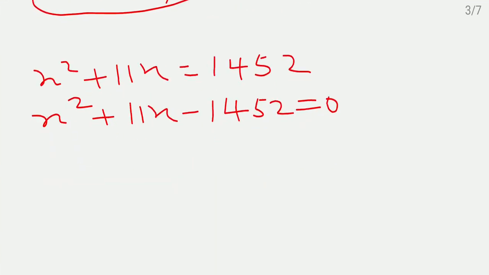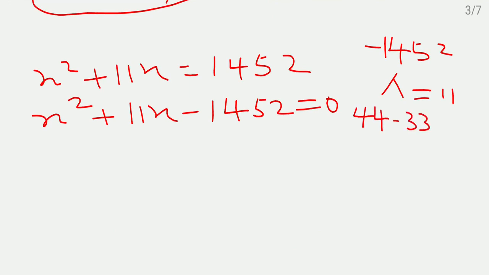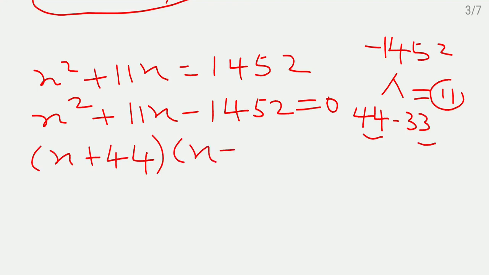Now the product of 2 numbers is minus 1452 and the sum is 11. I need to get 2 numbers. If I am not getting them, I will write down the prime factors of this 1452 and then I will get 2 numbers whose product is this one. Those numbers are 44 and minus 33. The difference is 11 and the product is minus 1452. So looking at these two numbers, directly we can write down the factors: x plus 44 and x minus 33.